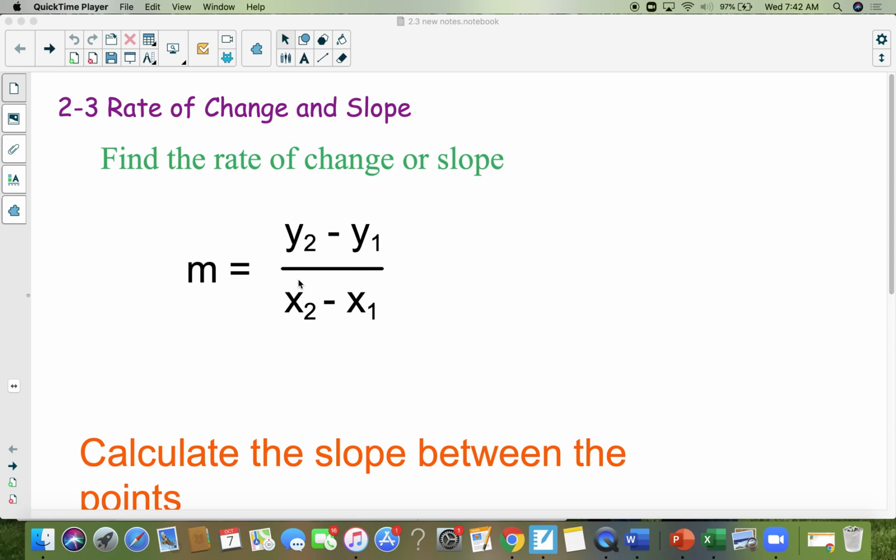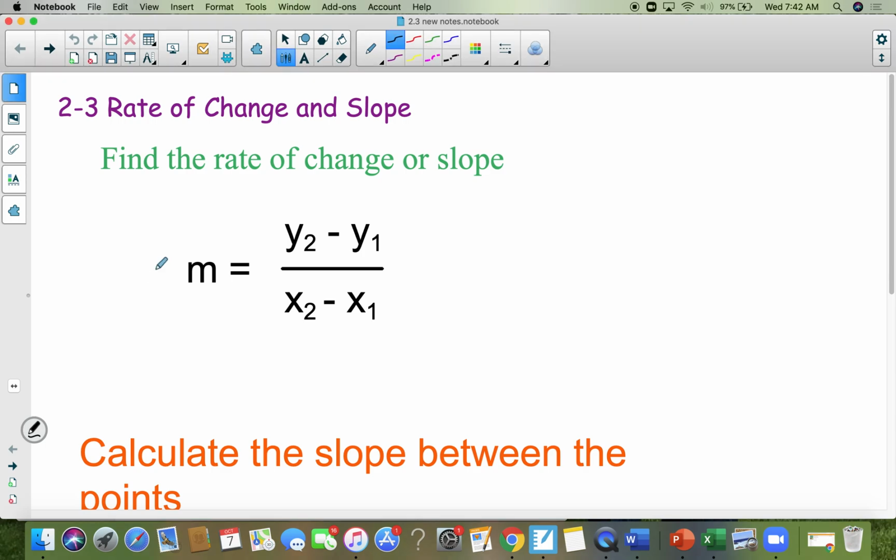Okay, today we're going to learn what a slope is. The rate of change is another name for slope. And the formula, I know you've seen this at the Algebra 1 level, it's y2 minus y1 over x2 minus x1. And M stands for slope. And that's going to be important later on in this lesson.